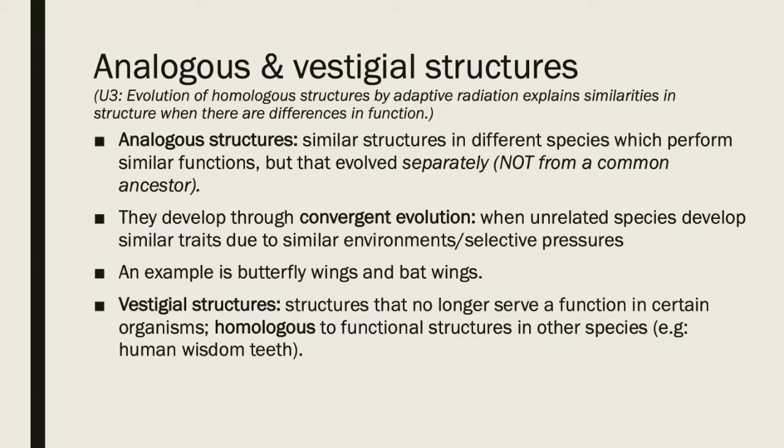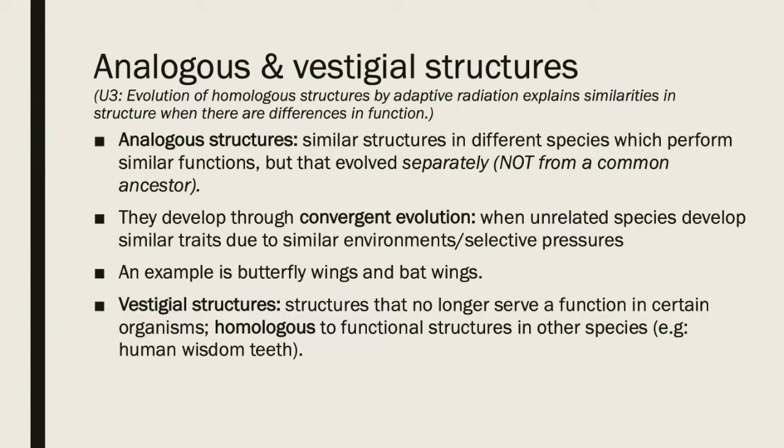We also have something called vestigial structures, which are not analogous. This is a separate concept. So vestigial structures are homologous. They are structures that no longer serve a function in certain organisms because they are homologous to functional structures in other species. An example is human wisdom teeth. So we all get our wisdom teeth, which can be very annoying and painful for some people, but they actually don't have a function in humans at present. We have wisdom teeth because in other organisms which we evolved from a common ancestor with, these teeth do serve a function and help them to digest the foods that compose their diets.